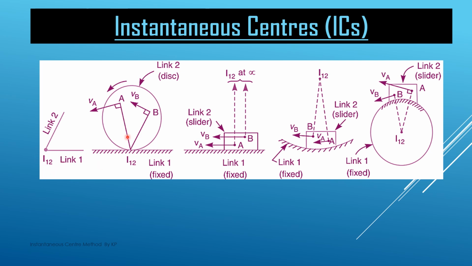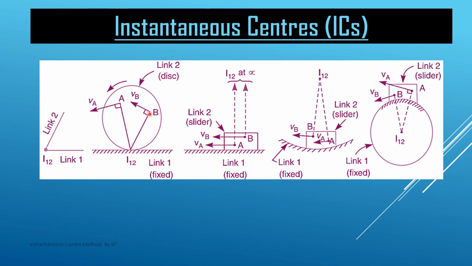So this is I12. When we have a disk and that disk is rolling on a plane surface, their ICs lie at the point of contact. So here we see this is the point of contact, so this is I12. If we want to locate the velocity of two points A and B, we can join point A with I12, and because the rotation is in the anticlockwise direction, we represent the velocity vector VA perpendicular to this A I12 line, in the anticlockwise direction, so that it has a sense of rotation in the anticlockwise direction.